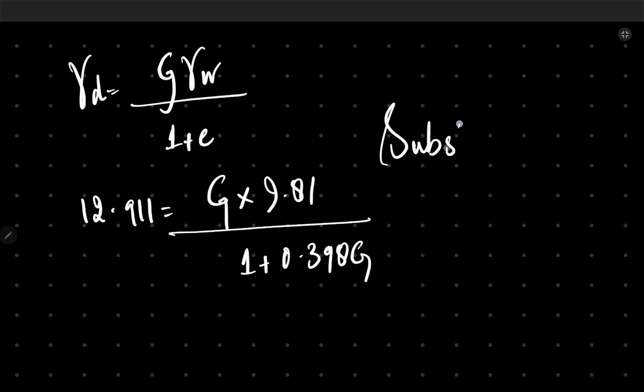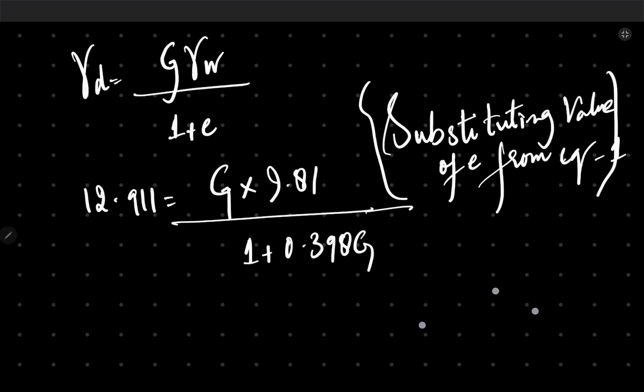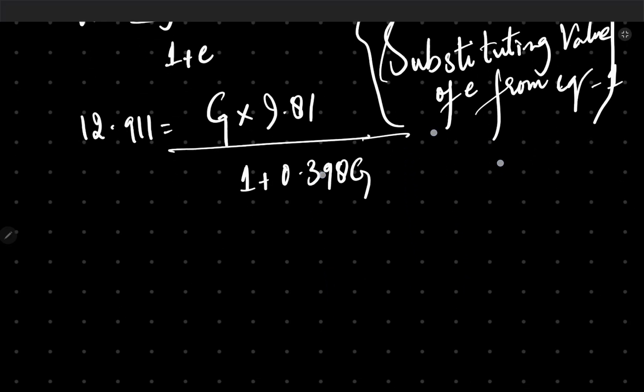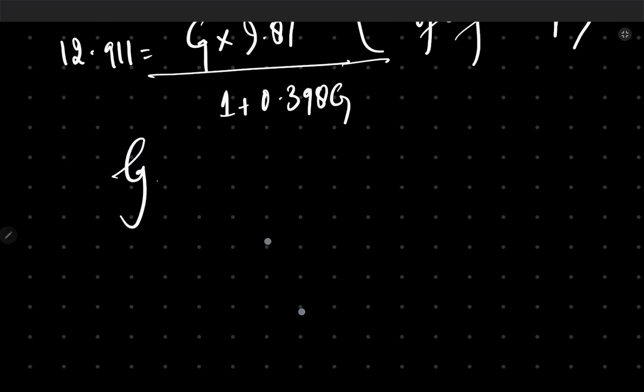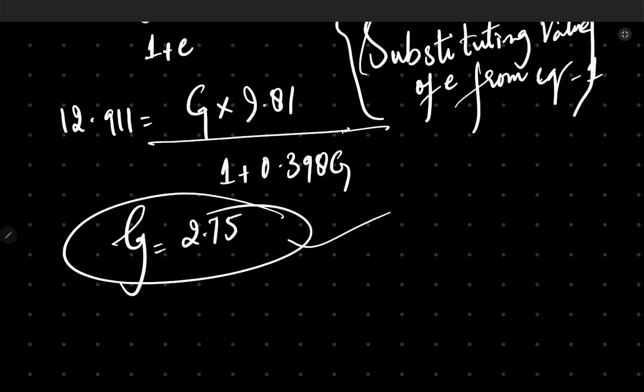Substituting the value of e from equation 1, e here becomes 0.398 G. When I calculate, I get G equal to 2.75. So we have found the specific gravity of soil solid particles, which is equal to 2.75.